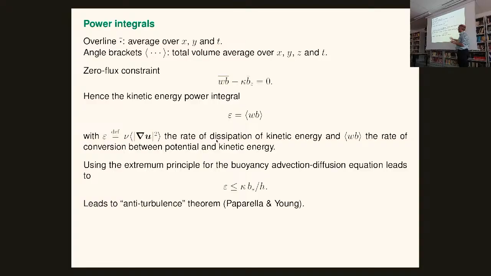And this leads to what is sometimes called an anti-turbulence theorem, which says that in some measures, if you have a constant Prandtl number and you increase the Reynolds number or the Rayleigh number, you can't have turbulence in one of these systems. I'm not going to go into that. That caused a bit of fuss about 20 years ago. I'll view this as a bound on energy dissipation and on conversion from potential to kinetic energy.